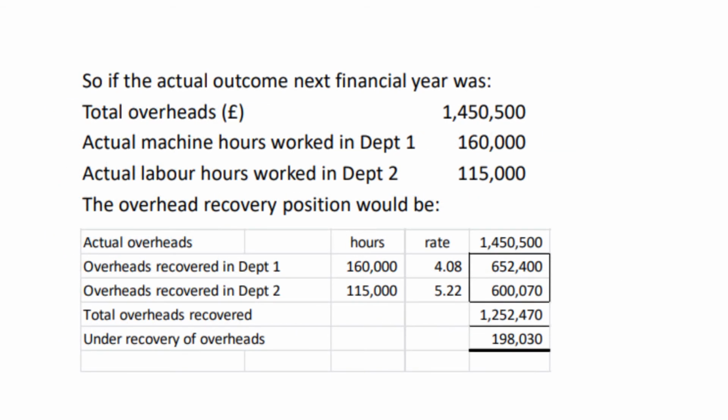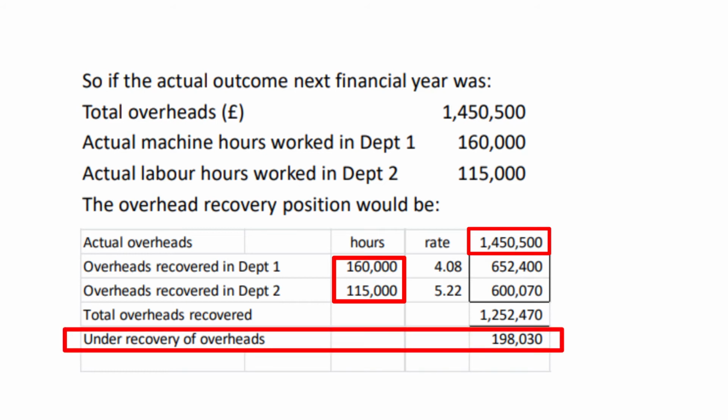Now let's skip to the end of the production period and look at what has actually happened. Well, everything may not have gone according to plan. Actual overheads may have turned out to be larger or smaller than what had been budgeted for. Also, the actual machine hours or direct labour hours worked may be different from what had been expected. That will mean that overheads will have been either under-recovered for the period or over-recovered for the period.